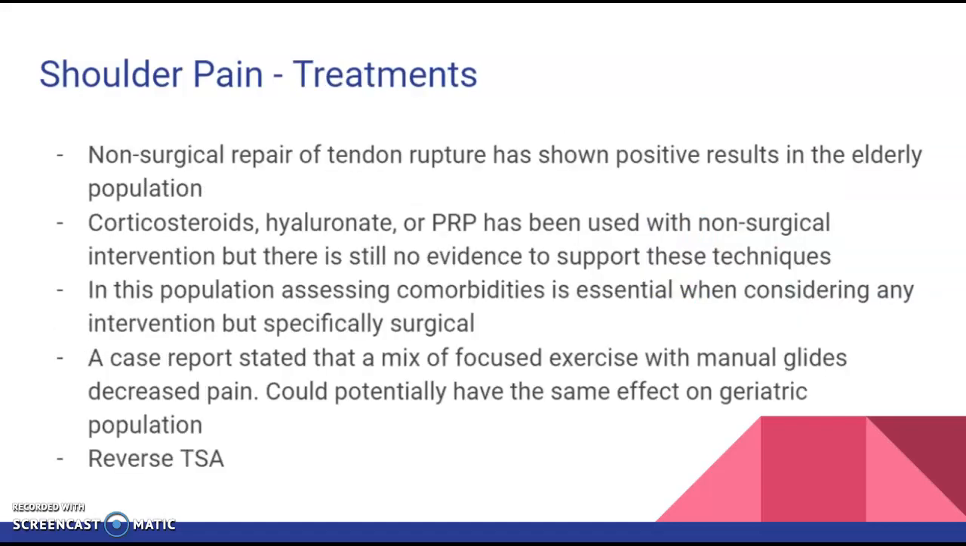And so finally, for treatments of shoulder pain, I found one article that discussed non-surgical repair of rotator cuff tendon ruptures. It said that it had mixed results. They had positive results in the elderly population, but then some also had to get surgery as well. The article discussed the use of corticosteroids, hyaluronate, and PRP, which I know we discussed in one of our classes. But this article mentioned that there's still no evidence to support using these techniques, and that it actually was beneficial.